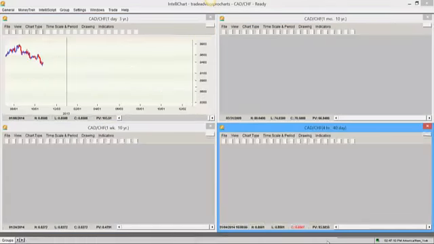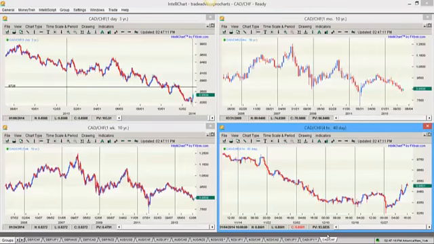Let's see if there's anything on CAD Swiss. I don't see anything on there. So guys, that was the analysis for the day. Hope you got something out of it.